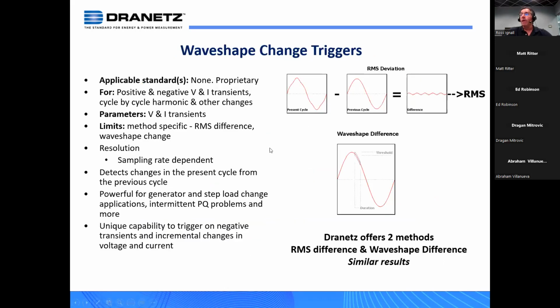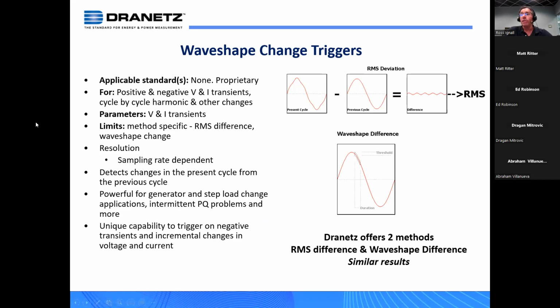Okay. So wave shape change triggers. This is extremely powerful, and this is what I was referring to before. What are the applicable standards? There are none for wave shape changes. There's something proprietary to Dranetz, in which we actually have two different algorithms. What are they for? It's for any change from cycle to cycle.